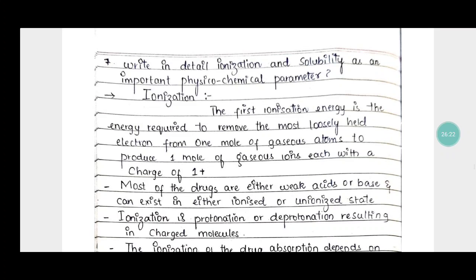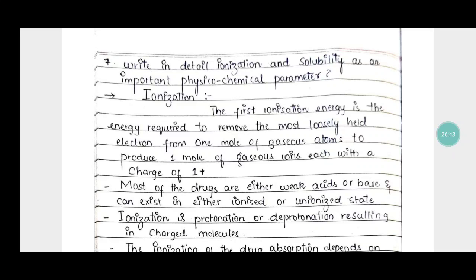Question number 7: write in detail ionization and solubility as important physicochemical parameters. Ionization and solubility are important physicochemical parameters. So we'll move to the answer.